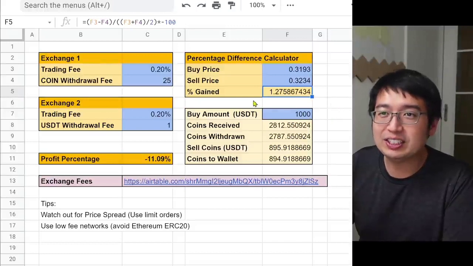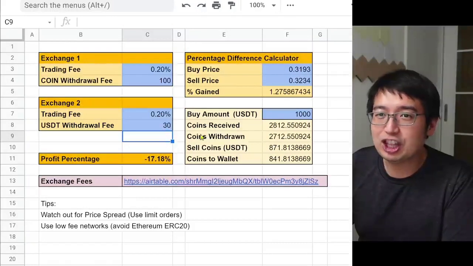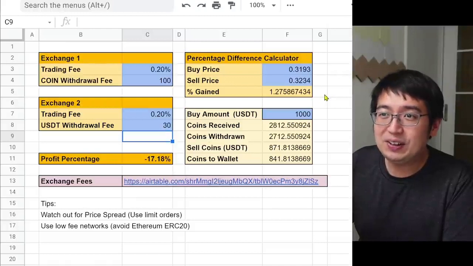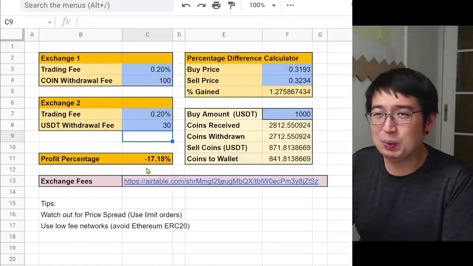We are trading $1,000, but we also have to consider the fees. I would say it would probably be 100 coins at that price, and the withdrawal fee for USDT typically 30. And after all that trading and considering fees, we'd be down negative 17%. Yeah, that is not a trade we want to take.